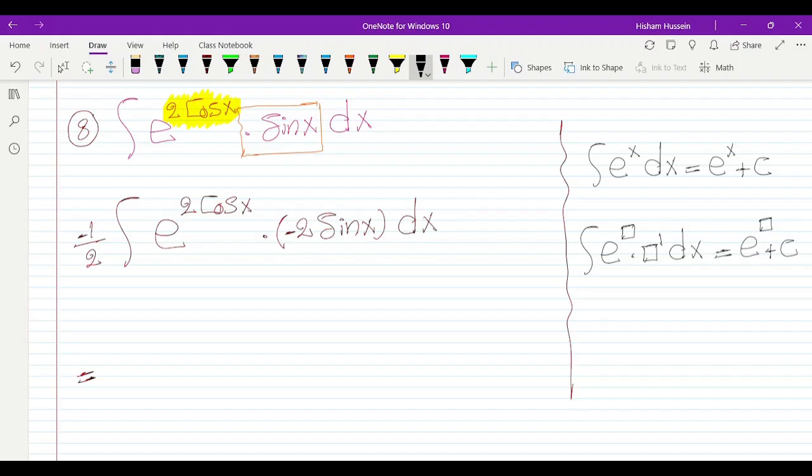So in this case, we have negative half as a constant out of the integral. The integration of e to the power 2 cosine times negative 2 sine would be simply e to the power 2 cosine, and its derivative exists, which is negative 2 sine. This will be e to the power 2 cosine x directly.